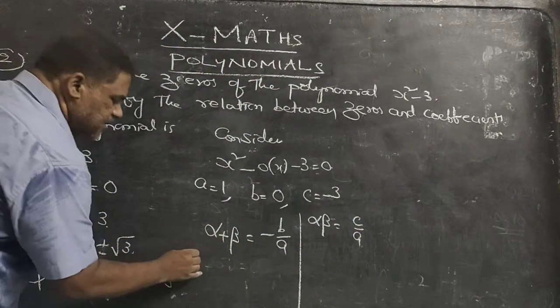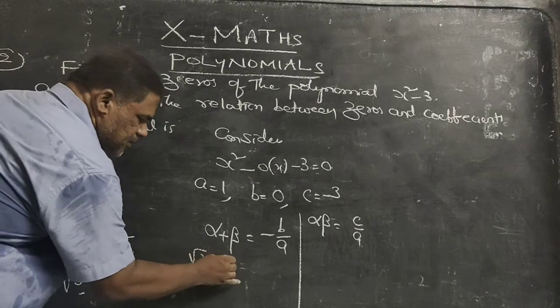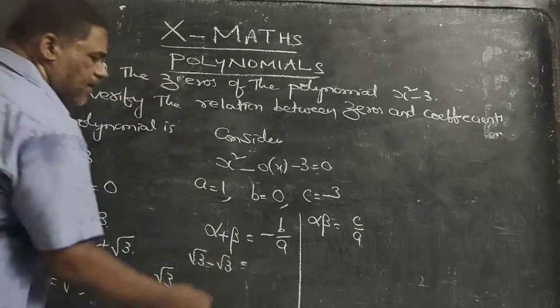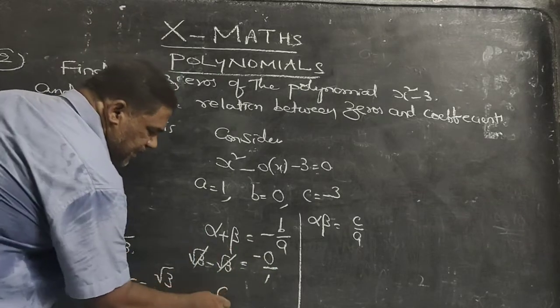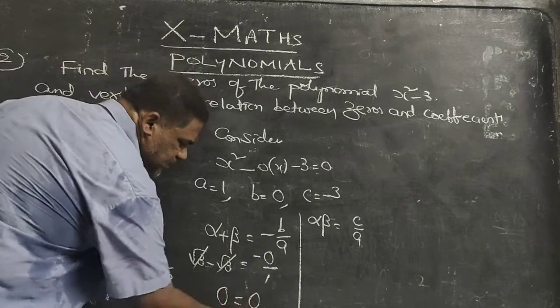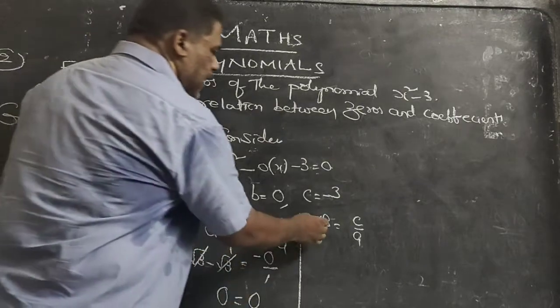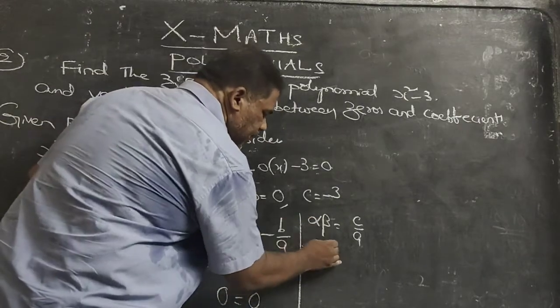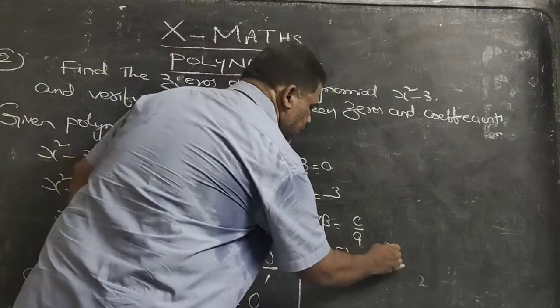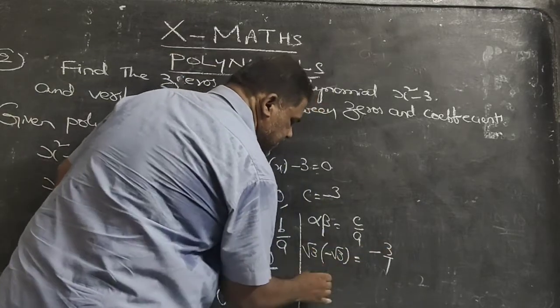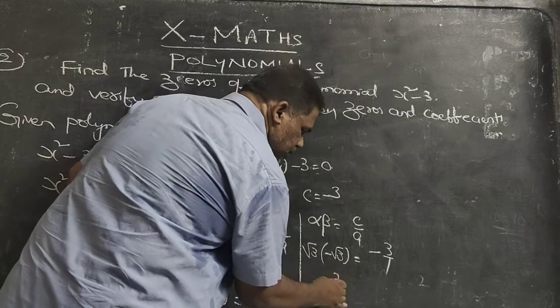Now alpha plus beta, root 3 minus root 3, this is equal to minus b by a. Root 3 minus root 3 cancel, we will get 0 is equal to 0. Now alpha beta, root 3 into minus root 3 is equal to c by a, minus 3 by 1. Plus into minus, minus root 3 into root 3 is 3.